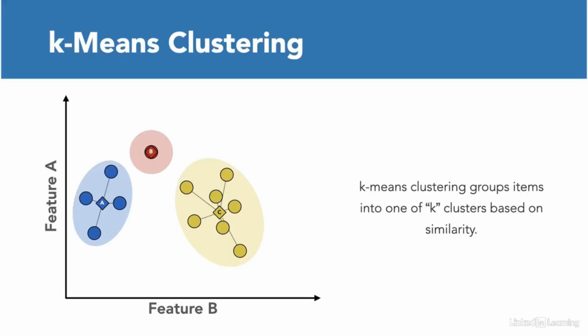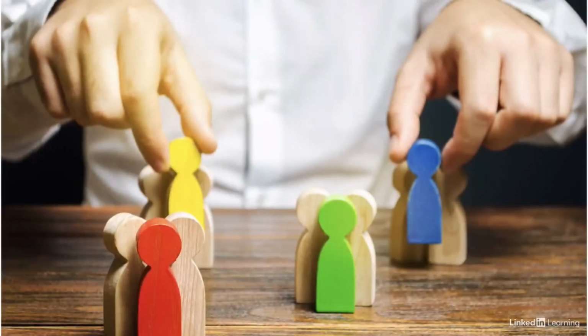The algorithm uses an iterative approach to assign each observation in the data to one of k clusters based on similarity. The objective is to create groupings or clusters where items within a cluster are as similar as possible while ensuring these items are as different as possible from items in other clusters. K-means clustering is widely used for tasks such as customer segmentation, document labeling, and anomaly detection.